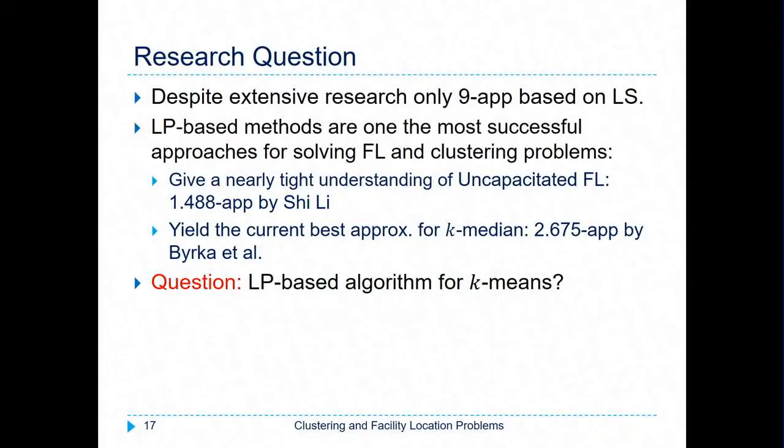So now that we know that local search cannot do better than 9, and we know that LP-based methods have been very successful for facility location problems, the question is, can the LP-based algorithm do better for k-means? LP-based algorithms give nearly tight understanding of the uncapacitated facility location problem that I introduced, with 1.488 approximation, which is close to the lower bound, the hardness for this problem. And they give 2.675 for the k-median.